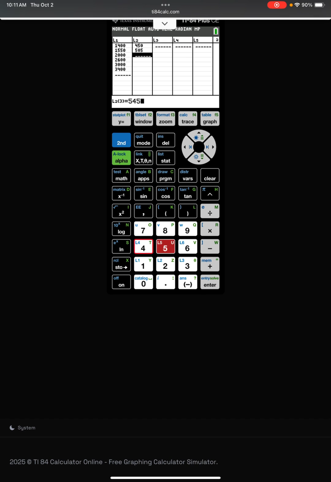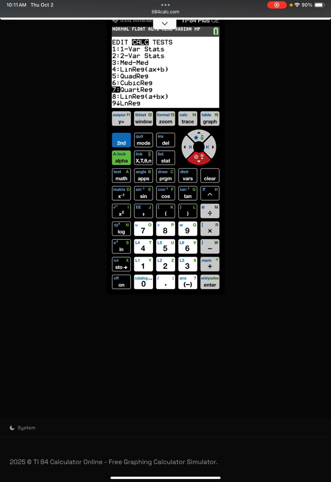505, 545, 715, 930, and 1,000. And then back to stat, over to calculate, and down to linear regression. Then we're going to click calculate. All right, so there is our line. We got a slope of 0.28 and an a value, a y-intercept, of 36.27. It gives us a correlation coefficient of 0.98. So again, that's a very strong positive correlation.